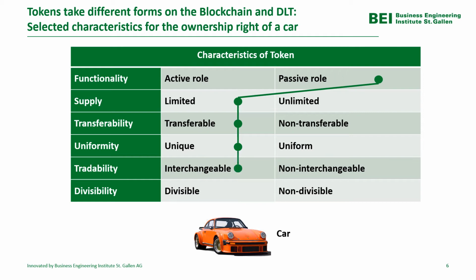It is interchangeable because we want to trade it, and in case we want to give it to someone else, it is also divisible. As you can see here, we were talking about a specific token, and that would be a so-called investment token in this car or luxury good. Here you have to consider that if we want to represent a car, for instance, for using this Porsche, the characteristics would be somewhat different, because especially the functionality would shift from a passive to an active role.